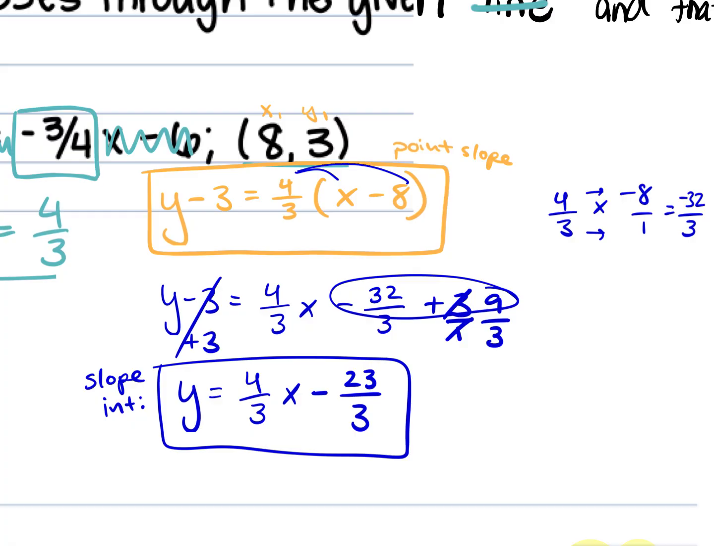So not every question asks for both point slope form and slope-intercept form. We're just doing it in both to practice. Just make sure you read the directions on the quiz. See what form it's asking for. You only have to leave it in that one.